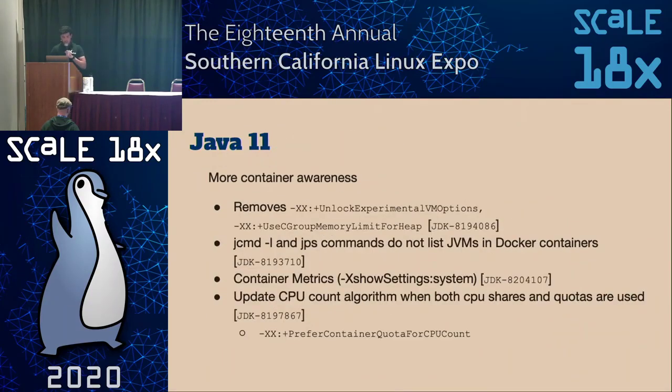In Java 11, the work continued to make the JVM more container aware with the introduction of container metrics, which is basically an internal API to collect the container configuration and runtime metrics. And there is a new option that has been introduced, which is PreferContainerQuotaForCPUCount, that basically aims to solve an underutilization issue that appeared with Kubernetes. And the work continued on jcmd and jps.